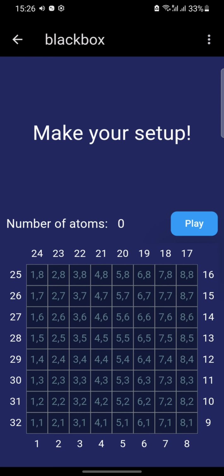So the idea is you have a black box here, and you can hide atoms in it, like this. Now I've hidden an atom, and I'm going to hide one there, and one there, and one there, and one there, let's say. And one there. Okay. Play.